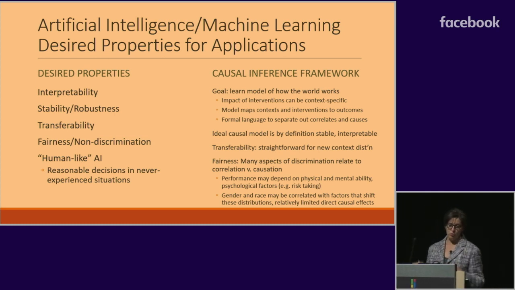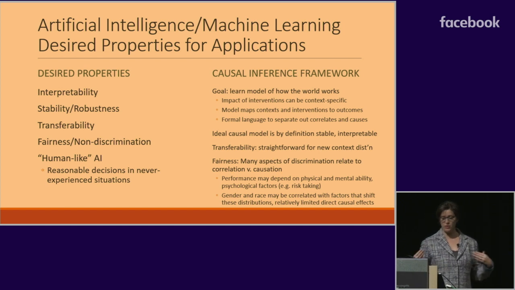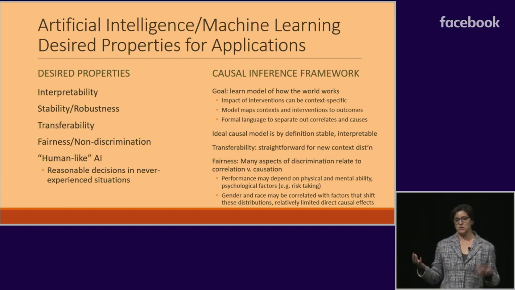So our model would map context and interventions to outcomes. And again, we would then have a formal language to separate correlates from causes. So think about something like gender.